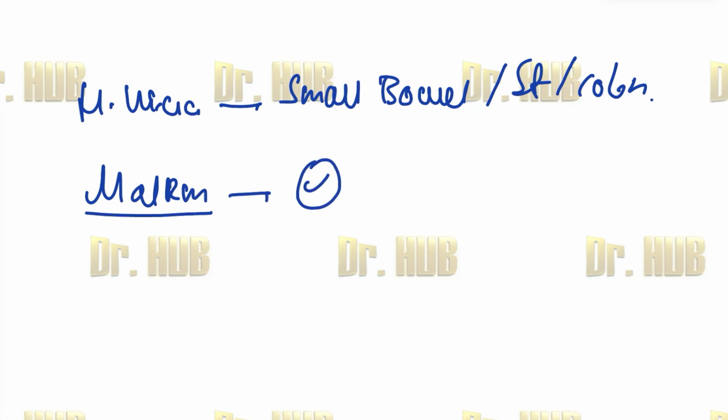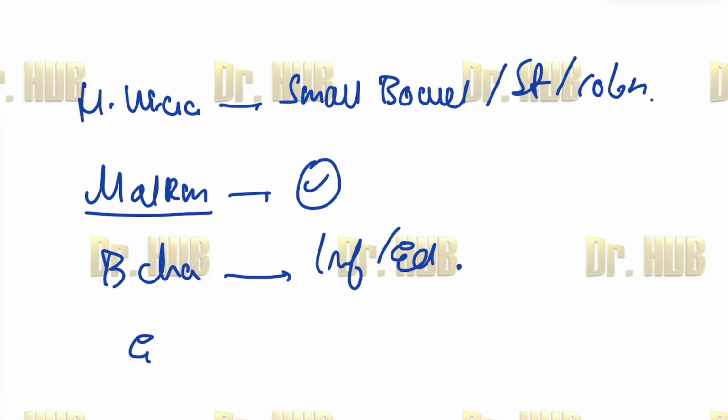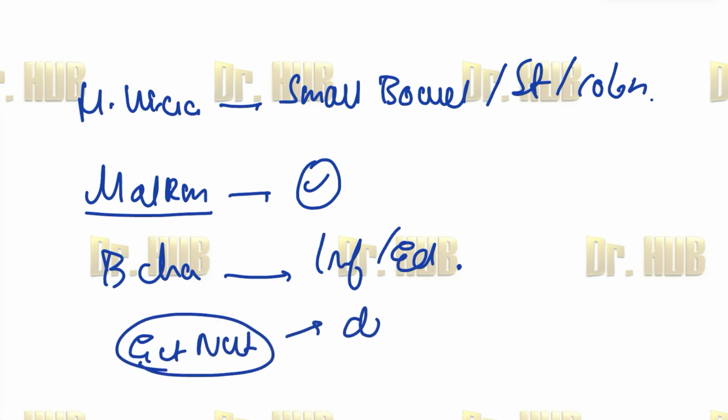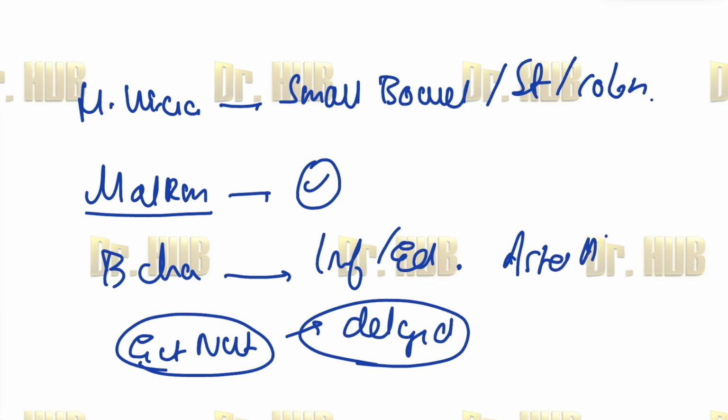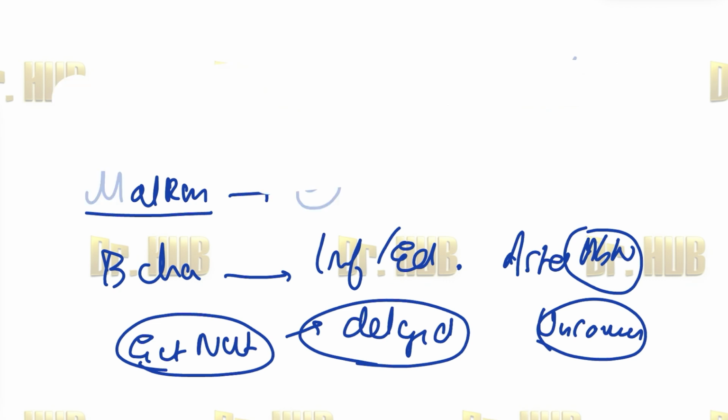What about the comment on the bowel character? The bowel character is inflammatory, and it can be edematous. And the enteral nutrition is delayed. This is in case of gastroschisis. And what are the associated abnormalities? The associated abnormalities are very uncommon. So let's quickly recap some important points of gastroschisis.